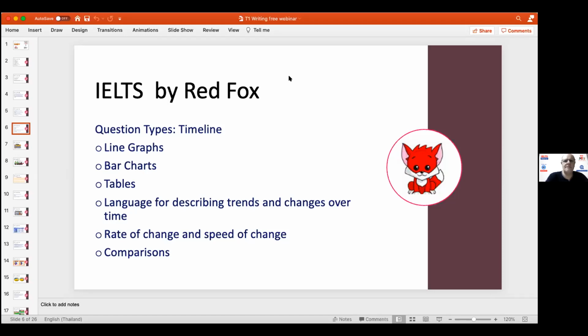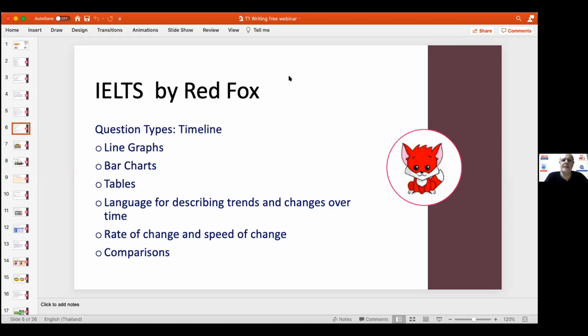So what do we need for a successful high-scoring answer in relation to a question with a timeline? Well, the main focus of the question is describing the different trends that you see from the data and describing the changes over that timeline. And this requires some very specific language, both in terms of our grammar and our vocabulary.